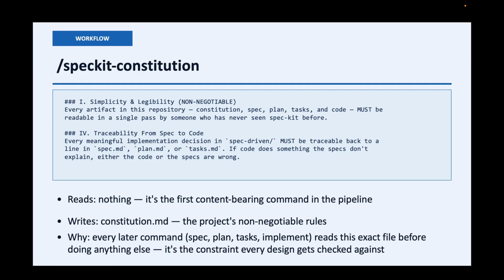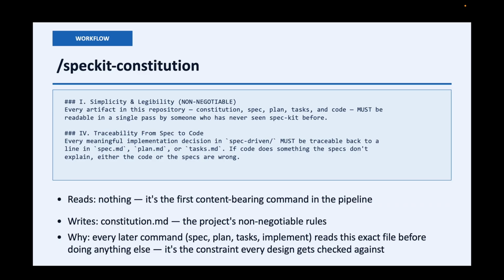This one is the first command that writes something real. It creates the constitution markdown from the constitution template that we had generated before in the specify init. And here we're thinking about the idea of creating principles. These principles are things that throughout the different later commands like spec, plan, task, and implement, it's going to read this file. It's going to make sure that it follows those principles and constraints so that every design gets checked against those.